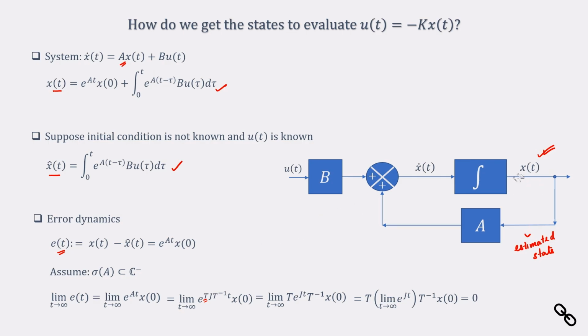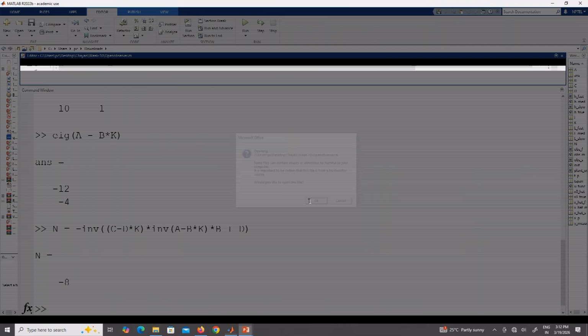And what is the meaning of the error signal becoming 0? Error signal becoming equal to 0 is nothing but the limit of x(t) minus x hat(t) as t tends to infinity becoming 0, which means that as t tends to infinity, the actual state and the estimated states are the same. Let us look at a simulation to understand this effect.